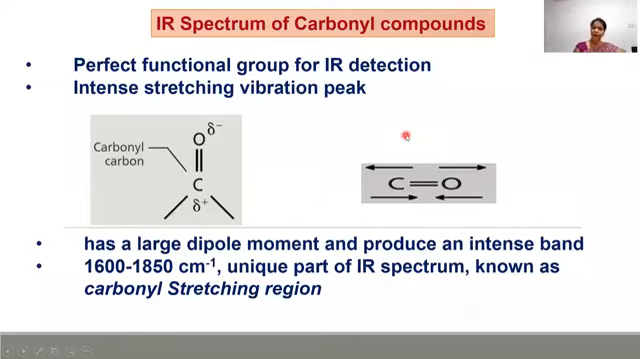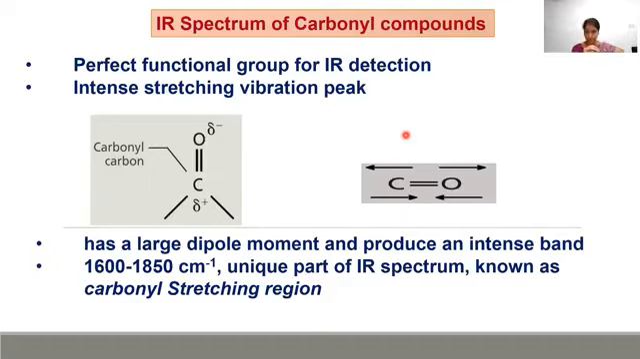First we are discussing the IR spectrum of carbonyl compounds. In organic chemistry, there are a number of compounds present, and in these, most of the compounds contain the C double bond O group, that is the carbonyl group. And the carbonyl group is considered a perfect functional group for IR detection.